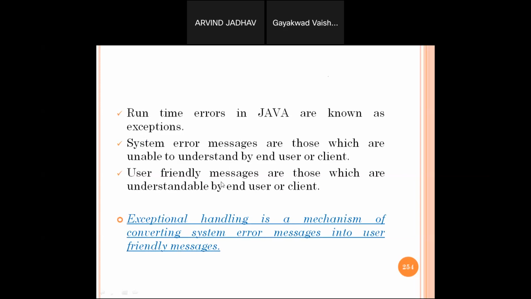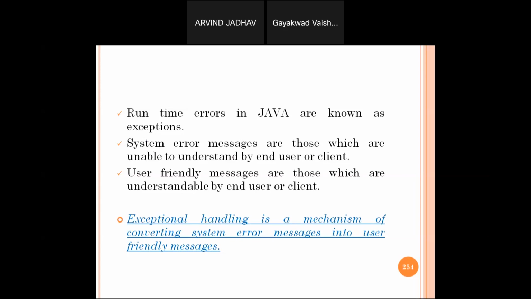See here, what you have to remember is what a runtime error is, what a system error is, and what a user friendly message is. So user friendly messages are those which are understandable by the end user or client. System errors cannot be understood by the end user or client. So runtime, system error and user friendly message. What is a runtime error? Error in Java is called an exception. System error, that error which is not understandable by the client or end user. What is a user friendly message? User friendly message is nothing but those messages which can be understood by the end user.